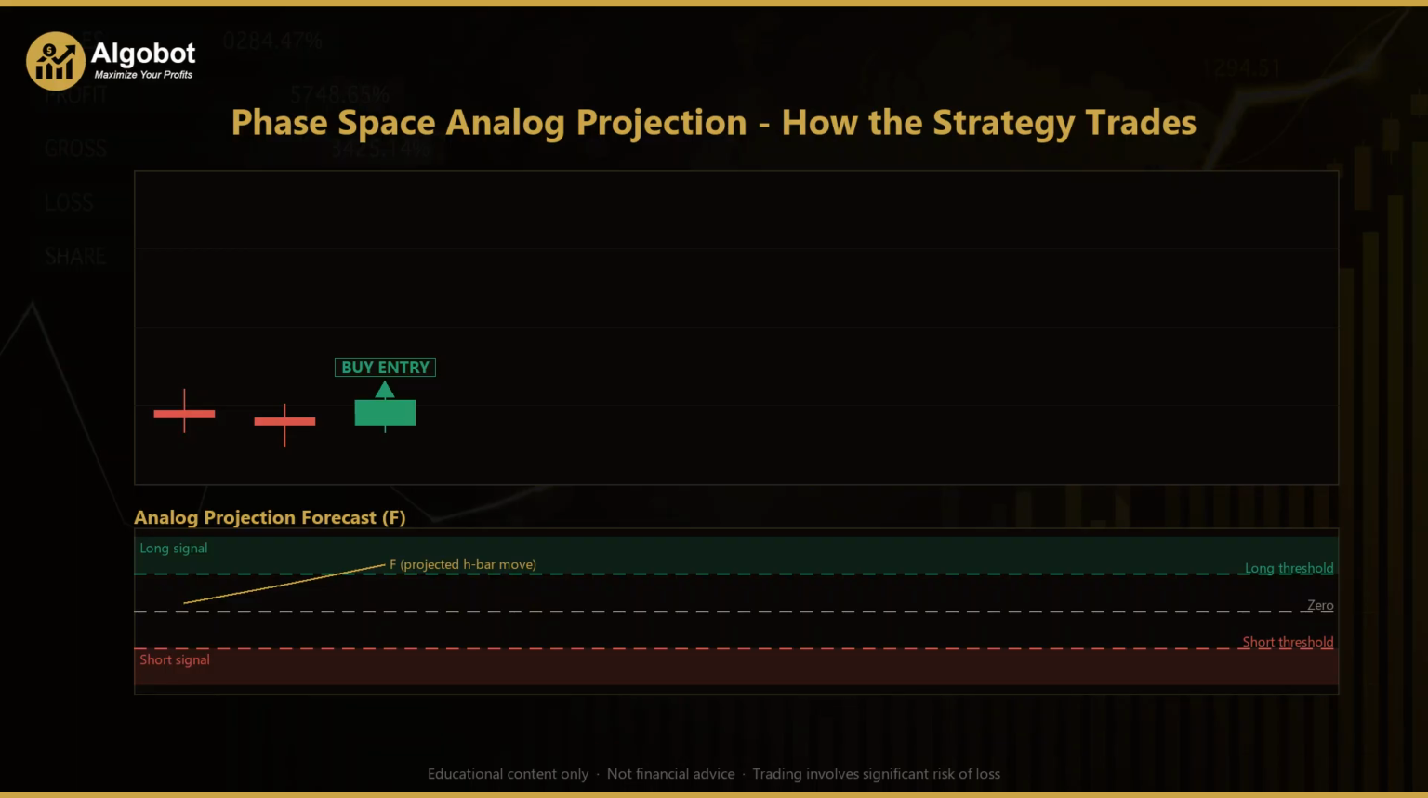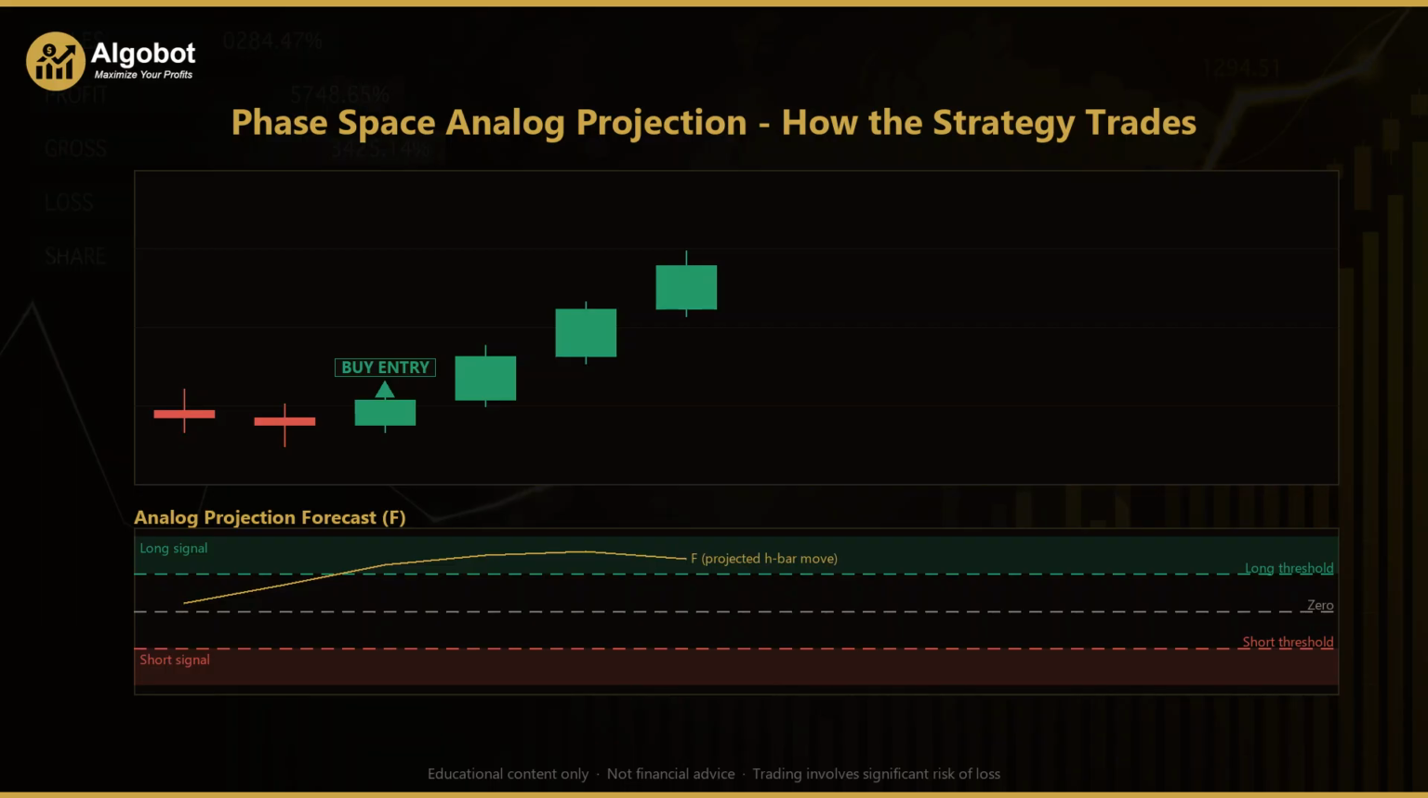The green dashed line above is the long threshold, the red dashed line below is the short threshold, and the flat gray line in the middle is 0. A signal only appears when the forecast pushes clear of one of those threshold lines and enough analogs agree. Look at the first 2 candles. Price is drifting quietly sideways, but underneath, the forecast is already climbing from near 0 toward the green line. The recent geometry is starting to resemble past episodes that were followed by an upward drift.